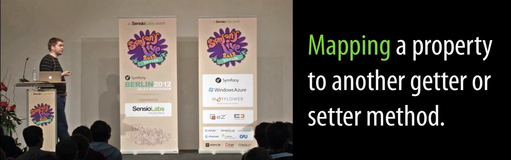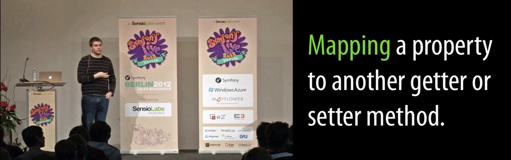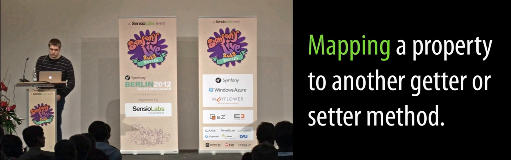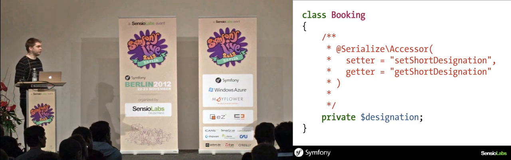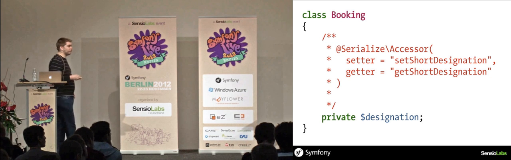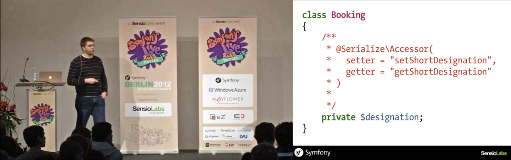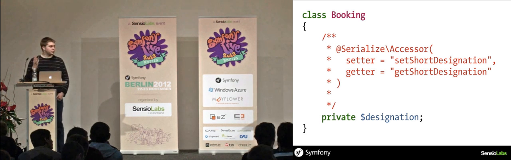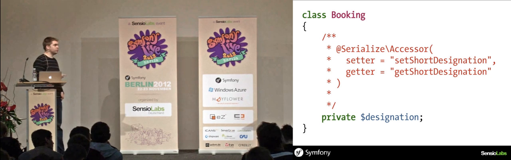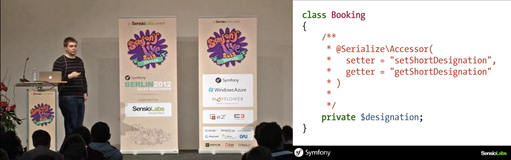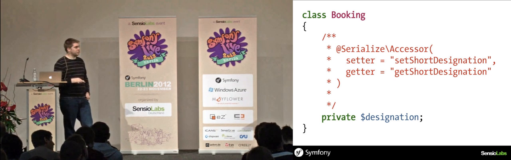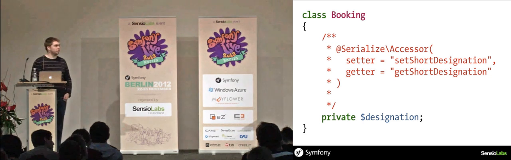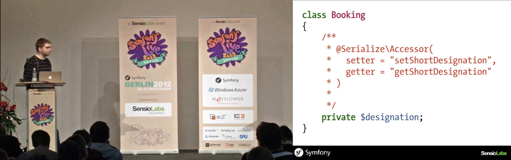But you can specify another method to call. Instead of the getter method, you can change the getter and the setter methods to call using the accessor configuration annotation. So you have, for example, this designation property which contains a long designation, and you want to output just a short designation. You want to truncate, for example, the designation. So when serializing the designation, you will ask the serializer to call the getShortDesignation method, and you can also specify the setter method to call if you unserialize your objects.